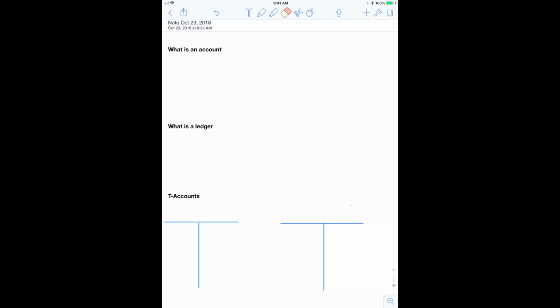Welcome to section 4.1, dealing with ledger accounts. In this video, we're going to talk about what an account is, what a ledger is, as well as a brief description of what T accounts are.